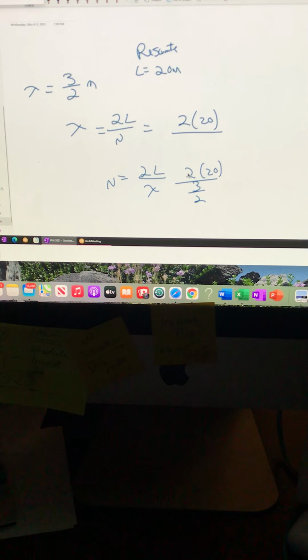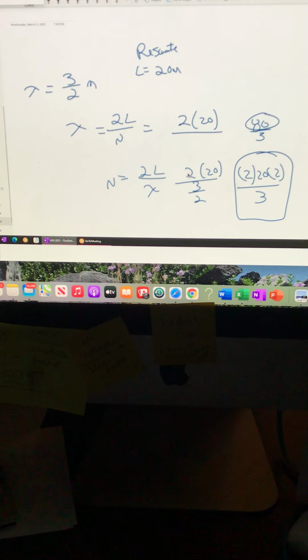So what are we going to do? Invert and multiply, and we get 2 times 20 times 2 over 3. And what do we need this number to be? Needs to be whole. Is it a whole number? No. 4 times 20 is 80, isn't it? So 80/3 is not a whole number, right?